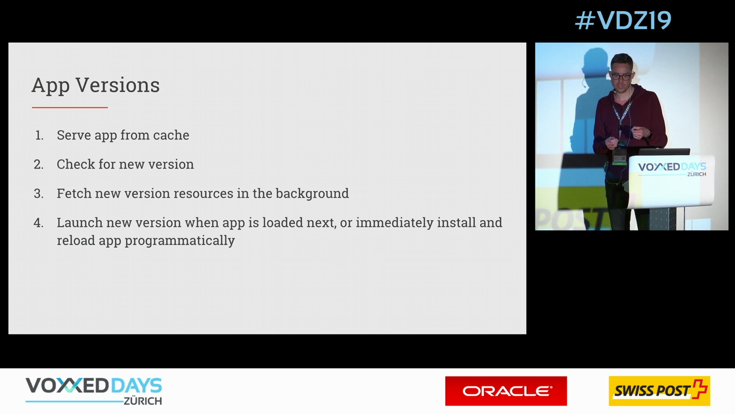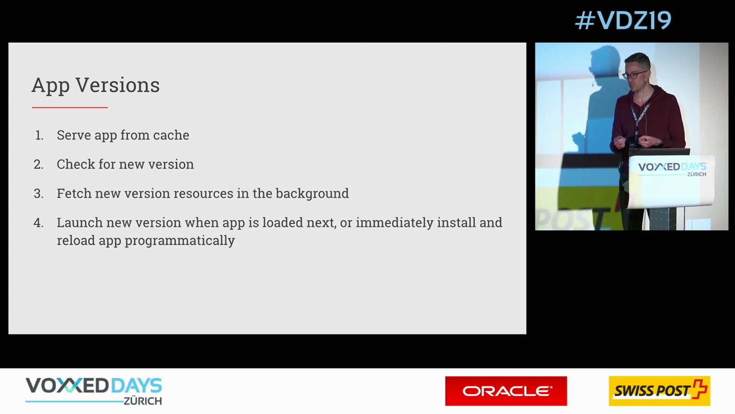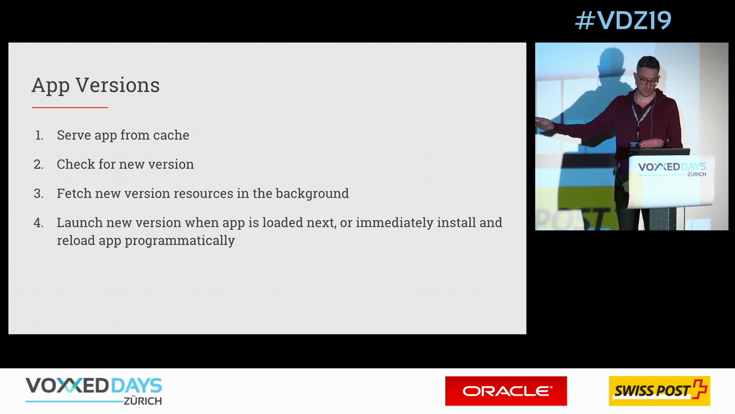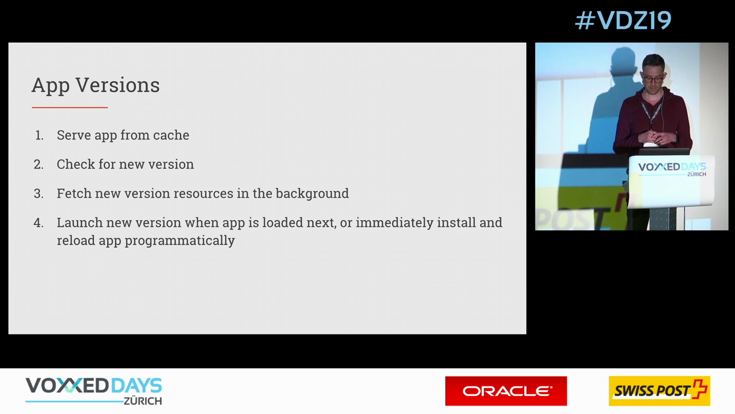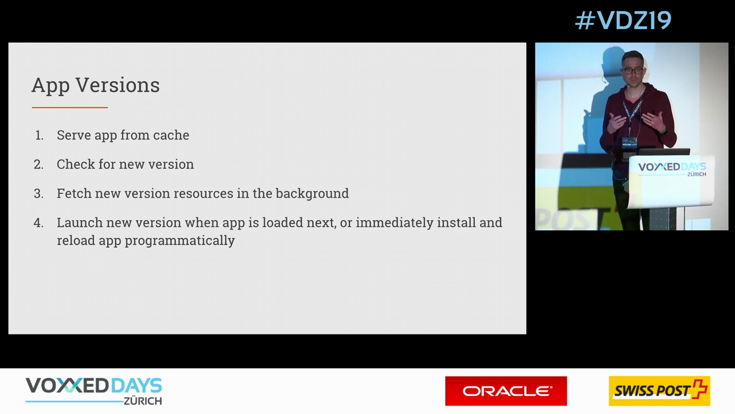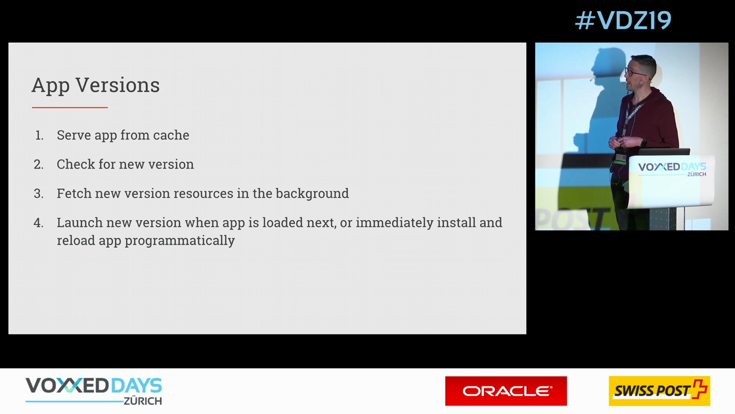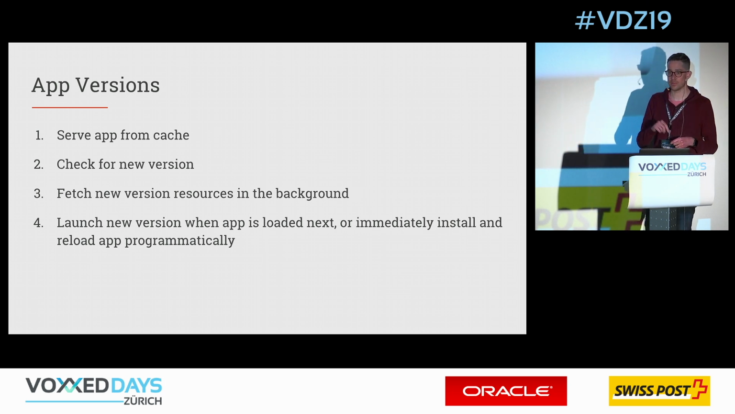So it's very transparent to the user. This is not like applications in the App Store where you have to hit update or something like that, right? This is going to happen behind the scenes. We're going to go ahead and fetch those new resources for our application. And then the new version will be loaded the next time we launch. The other option is we do have full control over that. If we want to, we can programmatically install the new version immediately and reload the application.